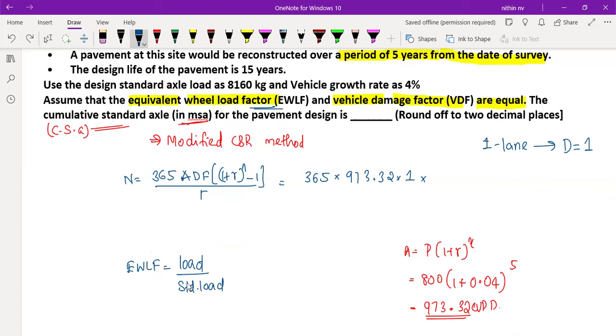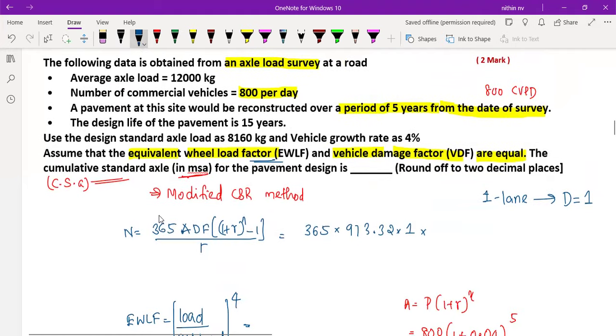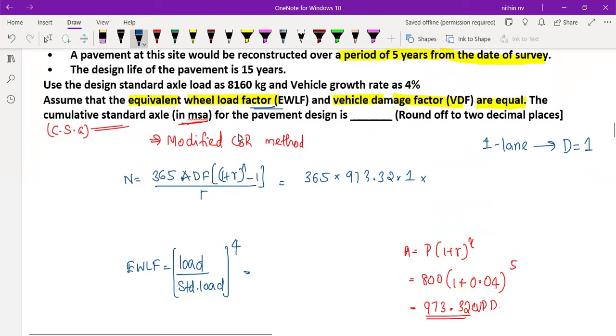So if you're having a load, then divide by the standard load raised to power 4. If you do this, we are going to get the equivalent wheel load factor for this particular load. Okay, like that. Now, how much will be the load which we need to take here? For that, they might have given data. Look here. They've already given the axle load as 12,000 kilogram. So we need to consider that 12,000 kilogram for calculating the equivalent wheel load factor and substitute it in place of the load. But the standard load we don't know.